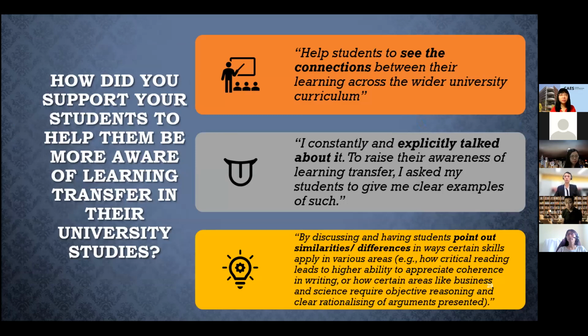Okay, when asked how they support the students to help them be more aware of learning transfer in the university, let's have a look at these three quotes. In particular, I would like to talk about the last one, the one in the yellow box. I like this approach very much. This program coordinator asks students to point out the similarities and differences in the ways certain skills apply in various areas, for example, reading, speaking, or writing. And they should verbally articulate the reasoning in order to help them rationalize the application of skills into other learning contexts.